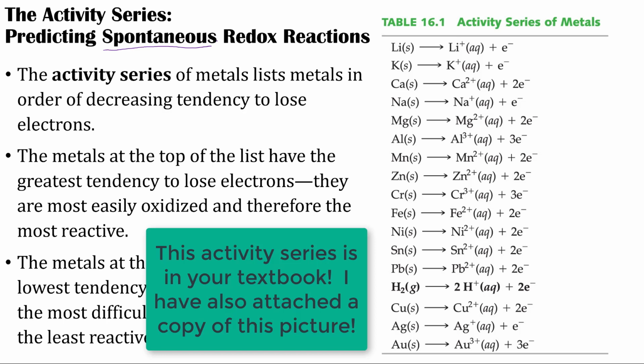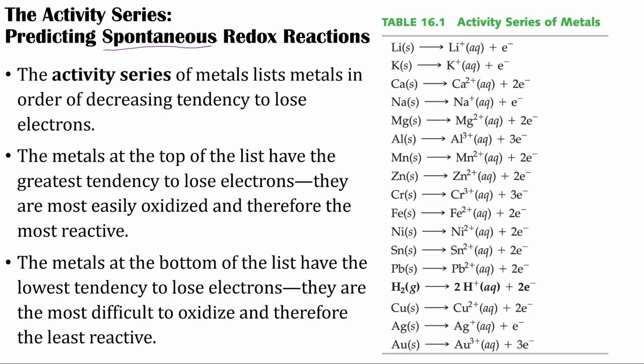So here's an activity series, and an activity series shows exactly what it says. It shows how active those metals are. In this activity series, they're listed in decreasing order of ability to lose electrons. The ones at the top will react very readily. Lithium, potassium, calcium, sodium, magnesium, all those metals lose electrons really easily, and so they get oxidized easily.